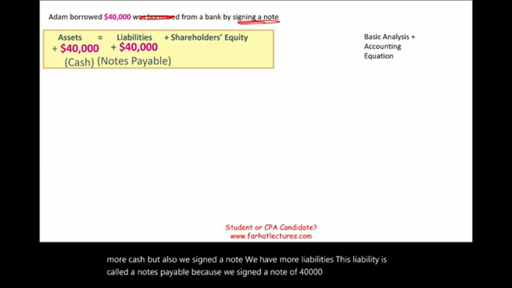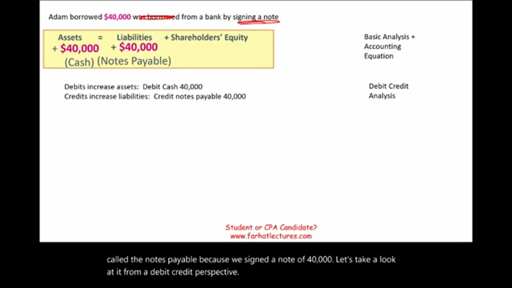Let's take a look at it from a debit credit perspective. Assets went up, so we debit cash.